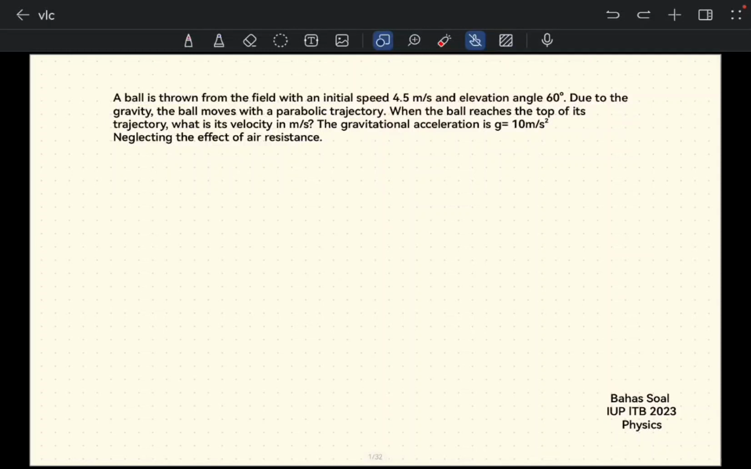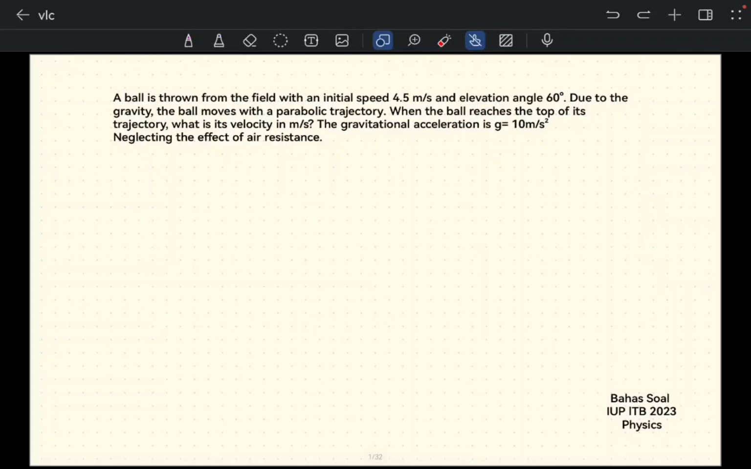A ball is thrown from the field with an initial speed of 4.5 meters per second and an elevation angle of 60 degrees. Due to gravity, the ball moves with a parabolic trajectory. When the ball reaches the top of its trajectory, what is its velocity in meters per second? The gravitational acceleration is g equals 10 meters per second squared, neglecting the effect of air resistance.